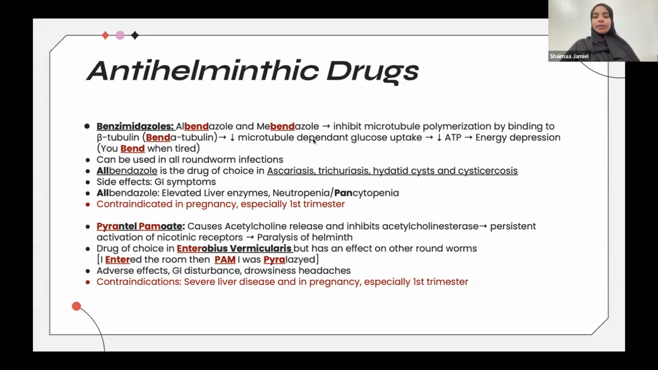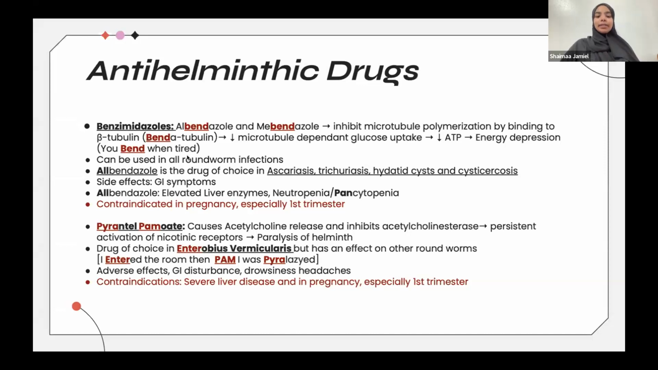Now this polymerization is mainly needed for microtubule-dependent glucose uptake. You have fewer microtubules, you have less glucose, less ATP production, and more energy depletion. Again, this is very dumb: you bend when you're tired, basically because you're depleted of energy. There are other ways they inhibit, like mobilization and mitochondria, but this was the most important one, which is the glucose uptake.